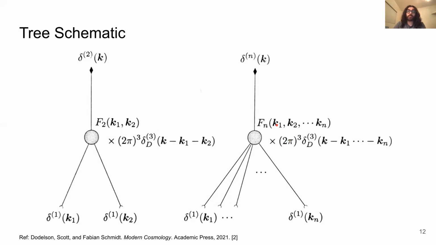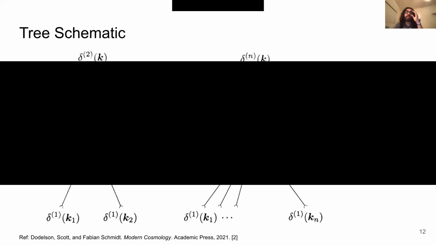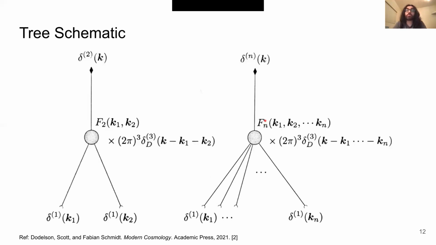Now this F sub n depends on all of the input k's from the linear solutions. And so an nth correction has this n number of arguments k here. And all of these polynomials are actually pretty easily computed because there's this recurrence relation, so they all will depend upon previous values.